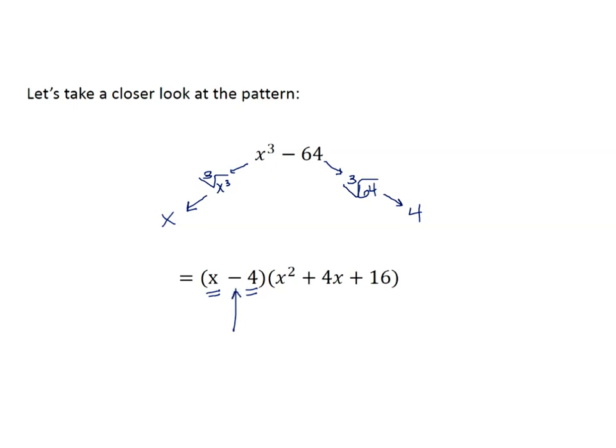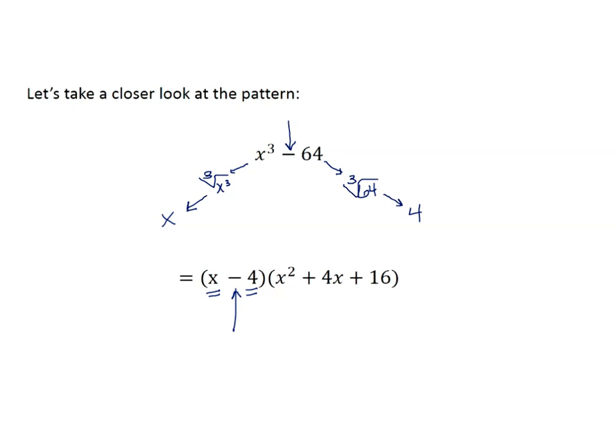And the sign in between them matches the sign in between my two original terms. So that part is pretty easy and pretty clear to see. I take the cube root of this first term, which is x, and that goes here. I take the cube root of this number, which is 4, and that goes here. The sign in between them is the same as the sign that I originally started with.